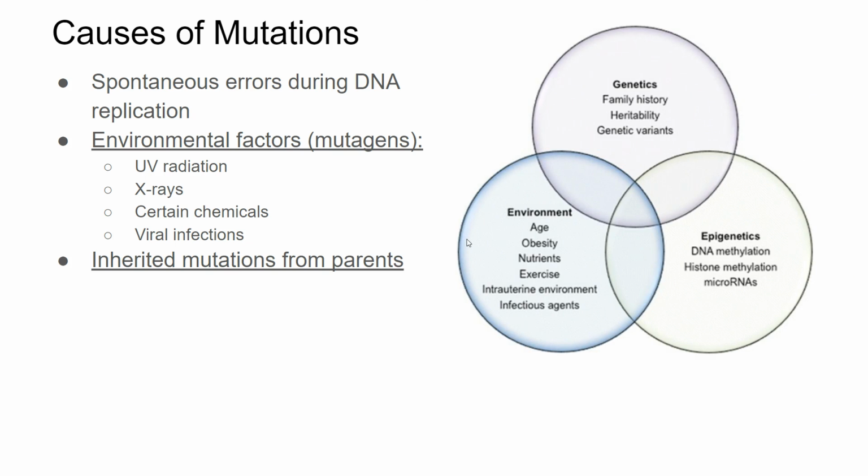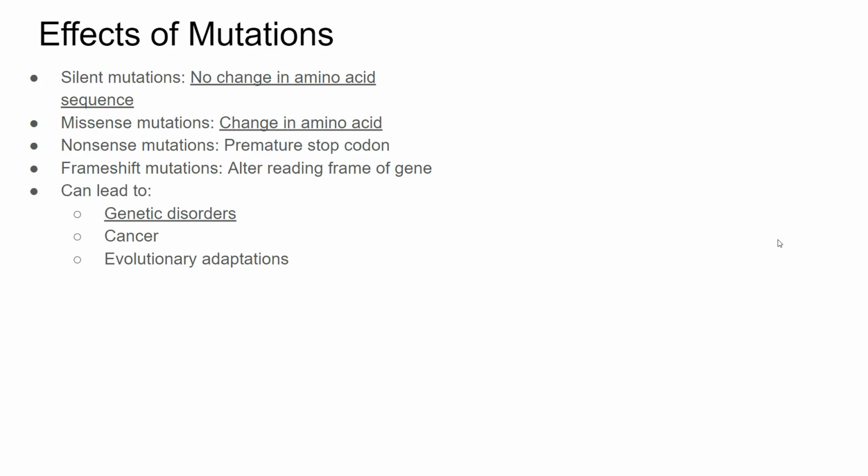Okay. And your genetics, again, so your causes of mutations are your genetics, environment, and epigenetics. So that DNA methylation, histone methylation, so the process of expanding and exposing the DNA versus condensing it. We can have a mutation happen there based on the environment and, of course, what's inherited.